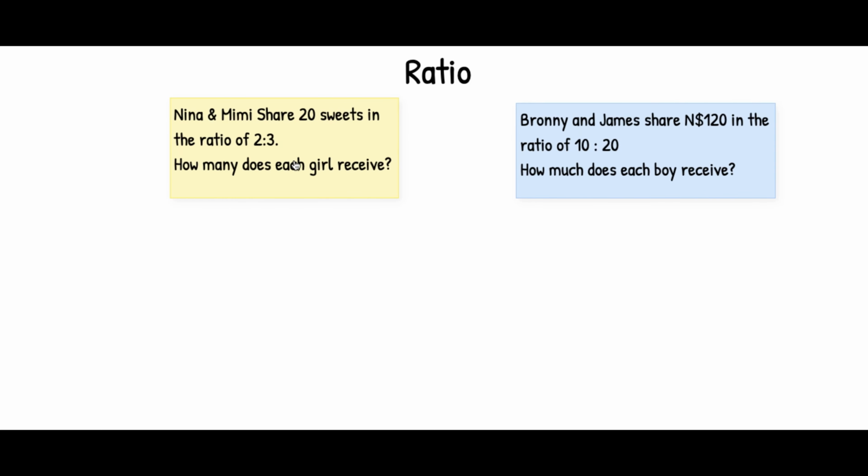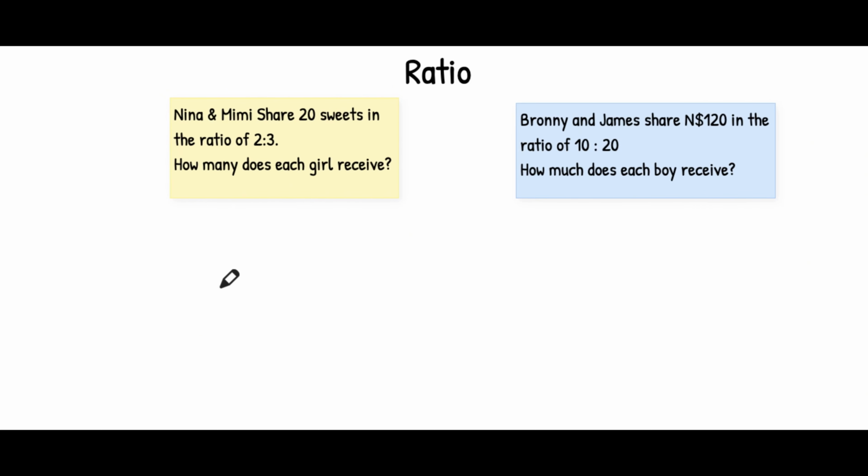3 parts does not mean 3 sweets. 2 parts does not mean 2 sweets. I'm going to show you what we mean. But one key word that I want you to recognize is a word which is called respectively. Respectively means that whatever is mentioned first is the one with the first ratio. Whatever is mentioned second is the second ratio, or third or fourth, it just depends on the question. So in this case, Nina is the ratio represented with 2 and Mimi is the ratio represented with 3.